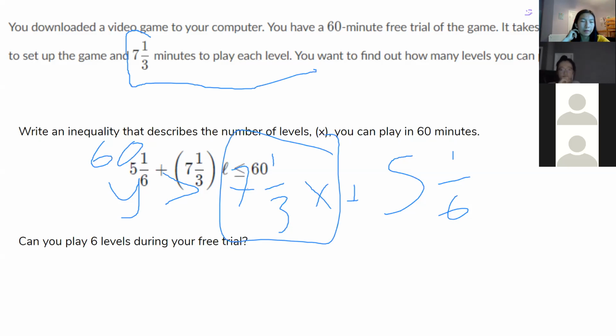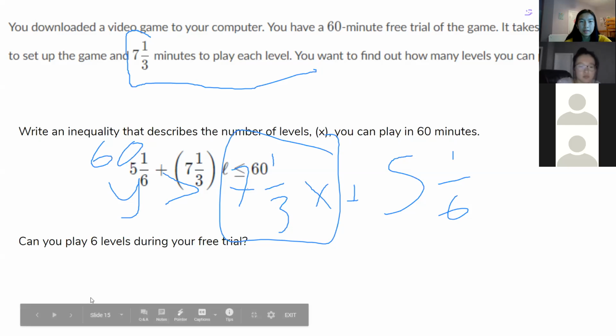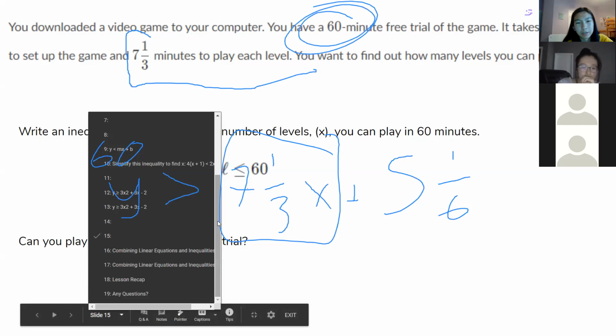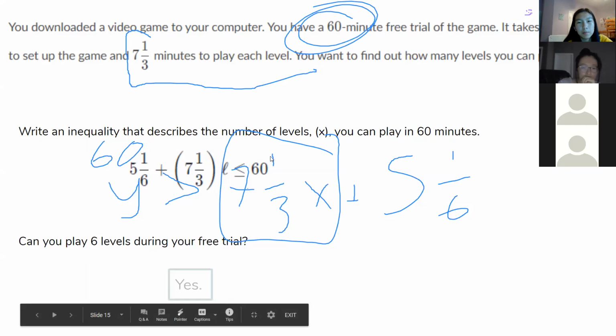So really, how to approach these problems is you're usually going to have 3 numbers. One's the total. That's usually pretty easy to figure out. It's just the total amount of time you have. And then one of them is going to be fixed. It's not going to change. And then one of them you're going to have to multiply by your variable.